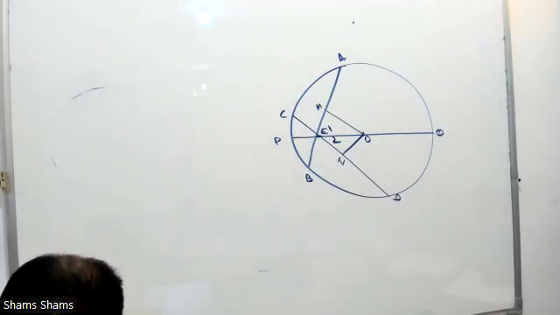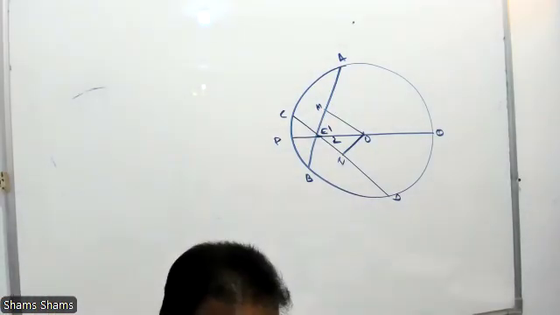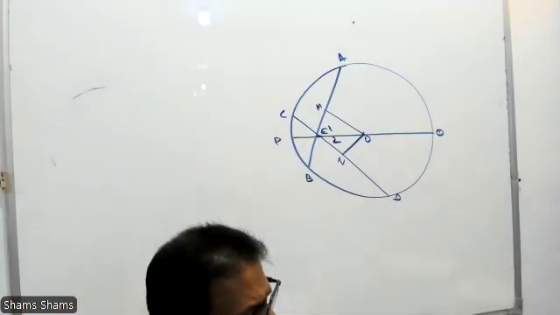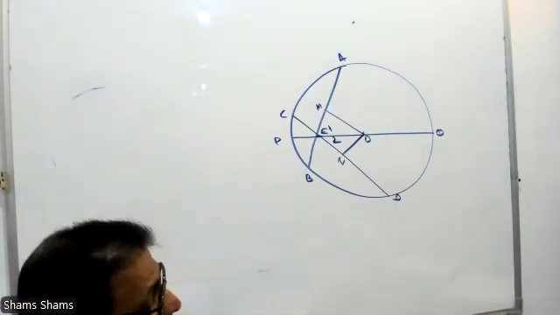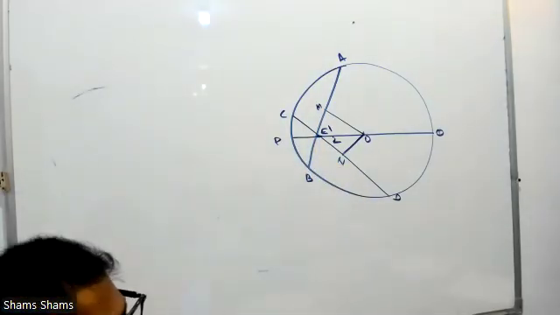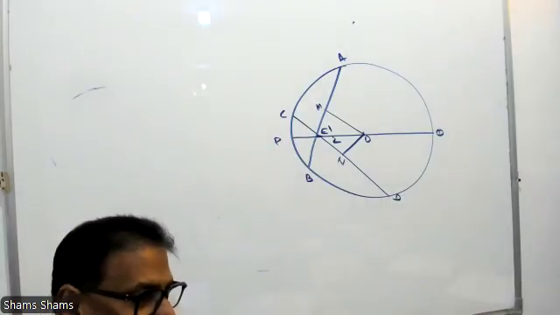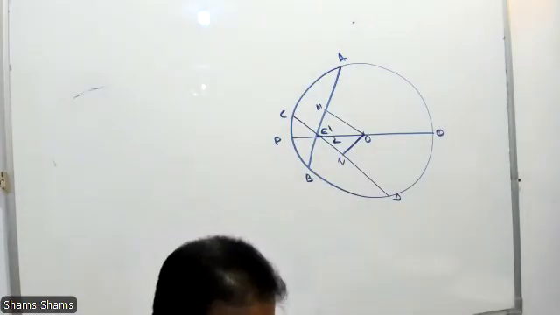Finished now, first one. Next question. Which other angle? Because those are vertically opposite angles. But the question is saying with the diameter. If this side is equal, the other side is also equal. Right? Okay. Next.